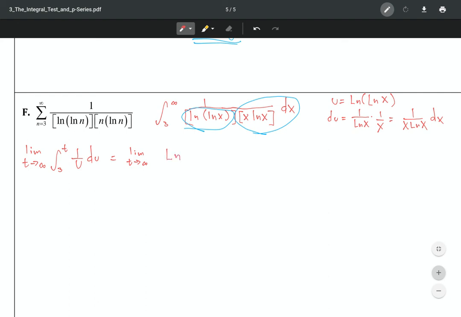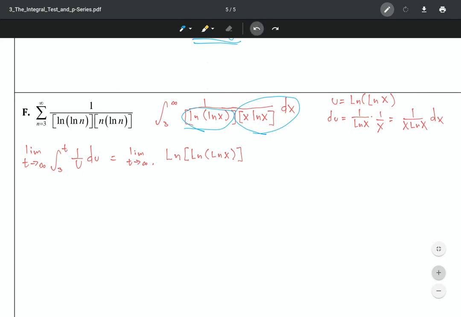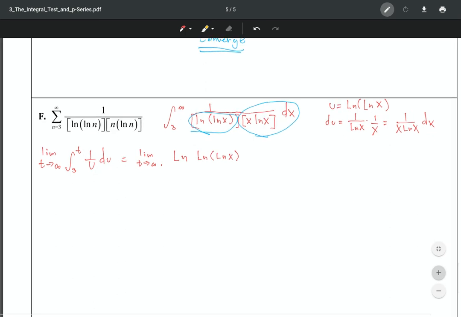Now, u happens to be this. This is the natural log of the natural log of x. So yes, I agree with you. This is pretty much terrible. I'm going to write that in a different color just because I'm running out of room here. Let me erase these brackets. Maybe that's too confusing. Let me switch into parentheses here. And now I have to figure this out between 3 and infinity.